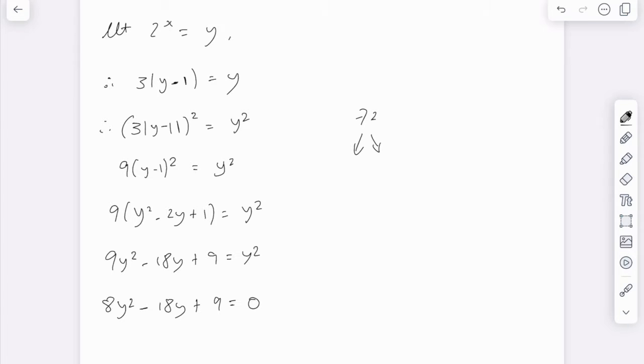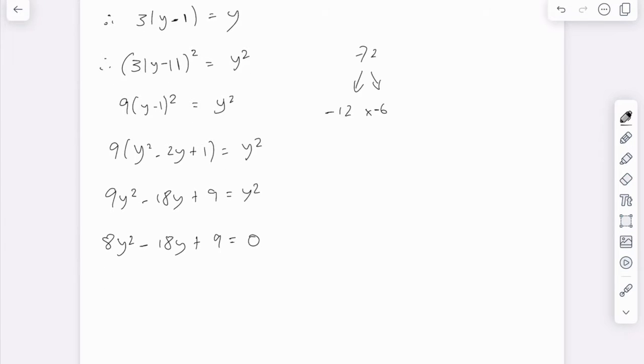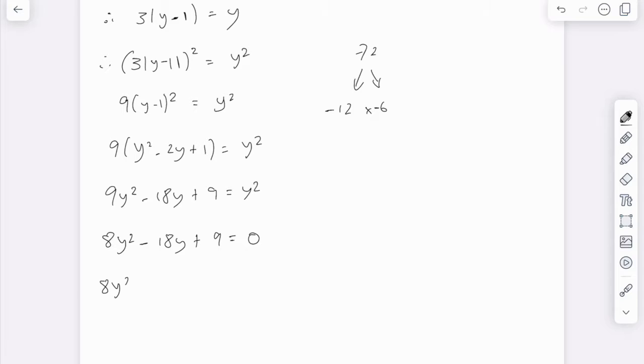Well, we know for a fact, guys, that 12 and 6 multiply to 72, and they also add up to 18. Minus 12 times minus 6 is equal to 72 as well, and they also add up to negative 18. So what we got is 8y squared minus 12y minus 6y plus 9 is equal to 0.